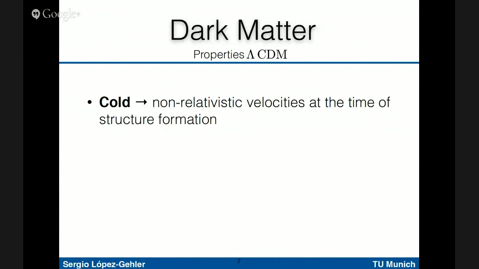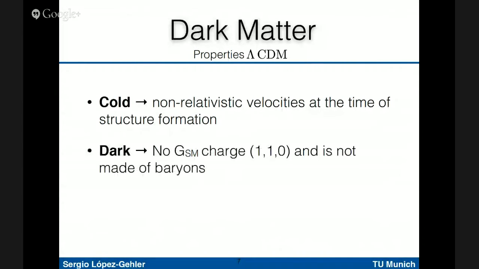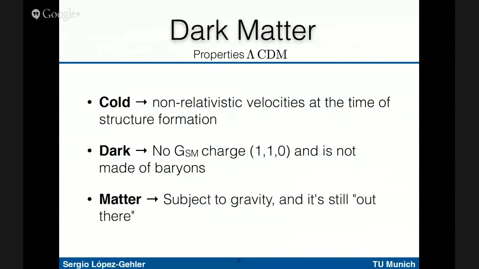First of all, it's cold, by which we mean it has to have been non-relativistic at the time of structure formation. It has to be dark, in the sense that it isn't allowed to have any SM charge, meaning it's a singlet under the SM gauge group, and it cannot be made of baryons. And third, it has to be matter, in the sense that it is subject to gravity, and it's still out there. It still forms a part of the current universe.